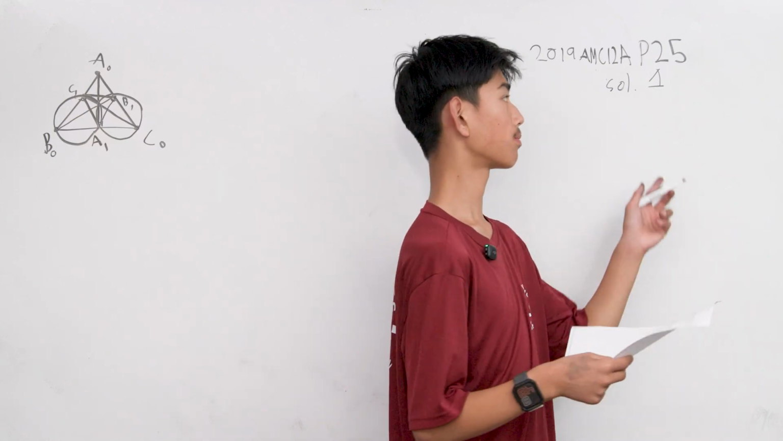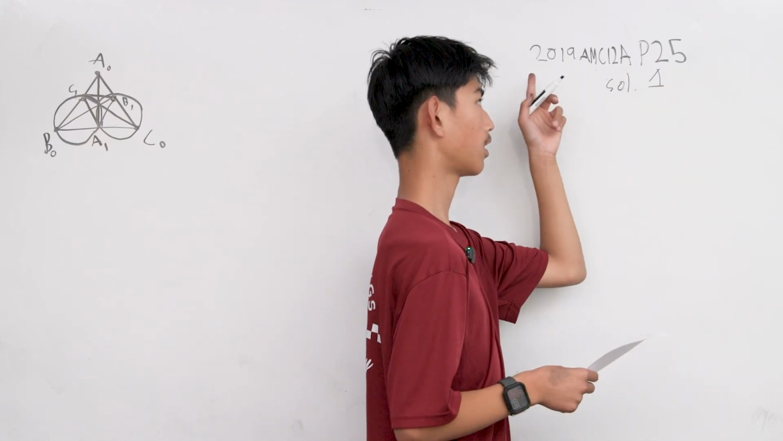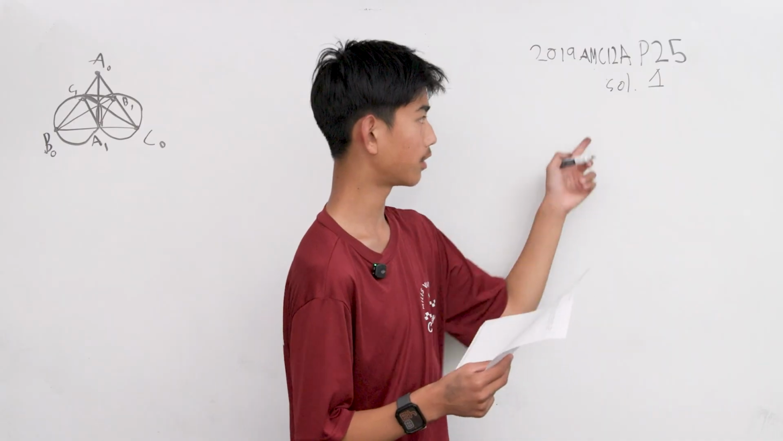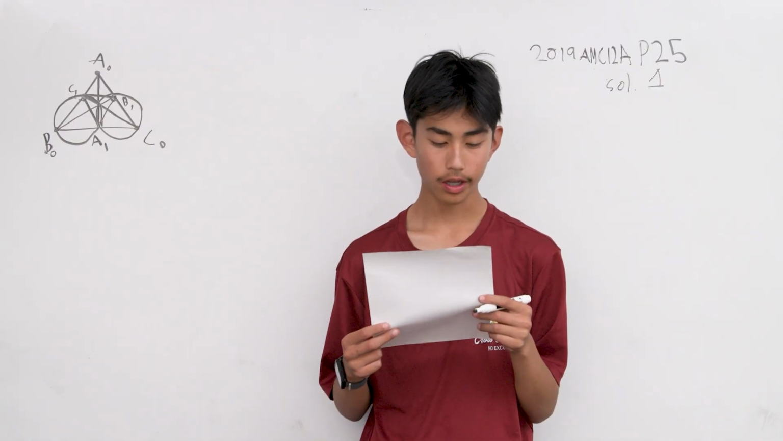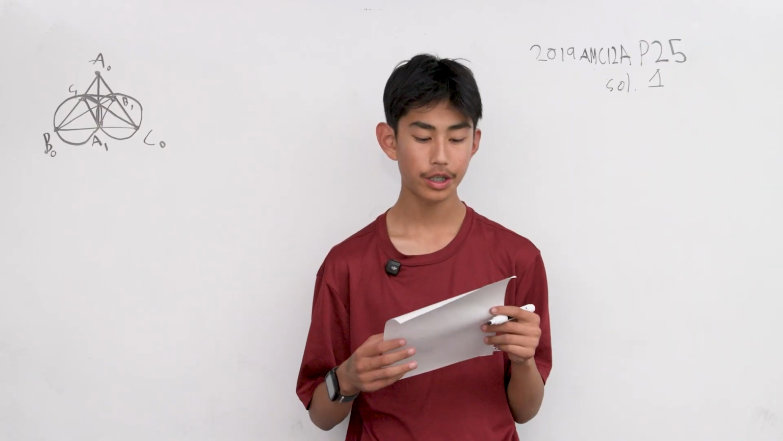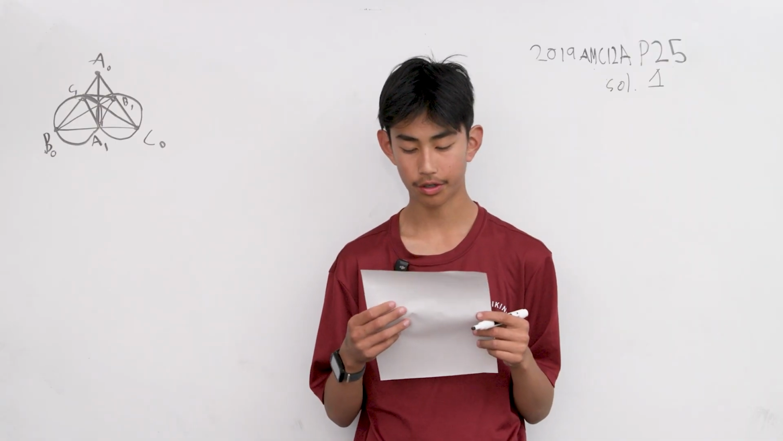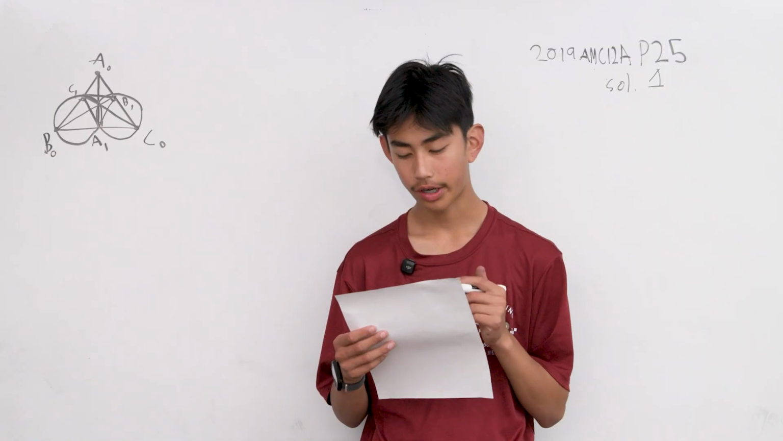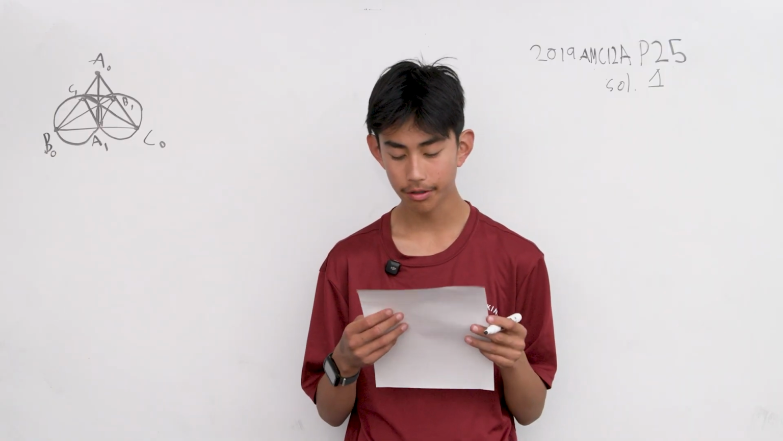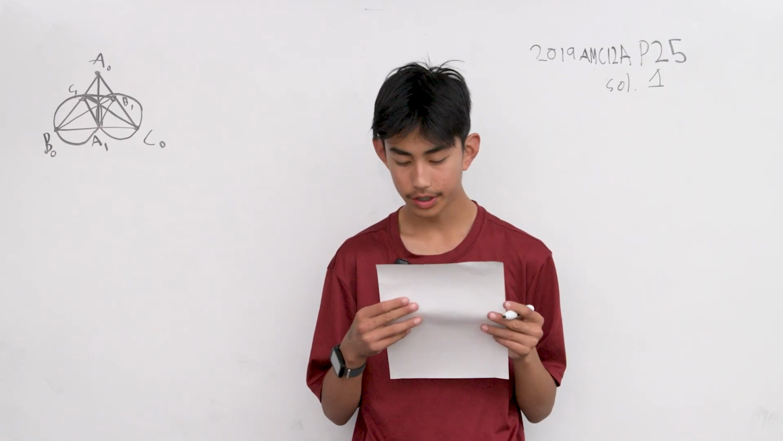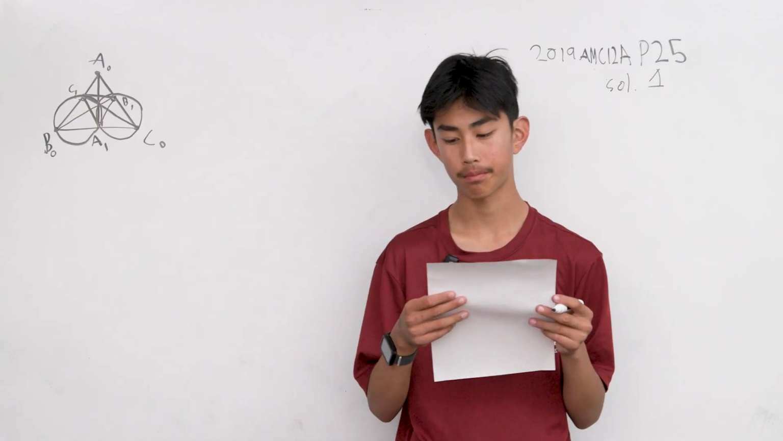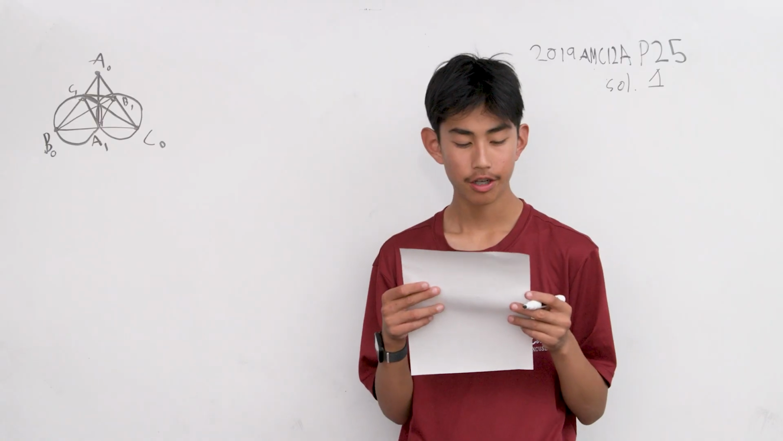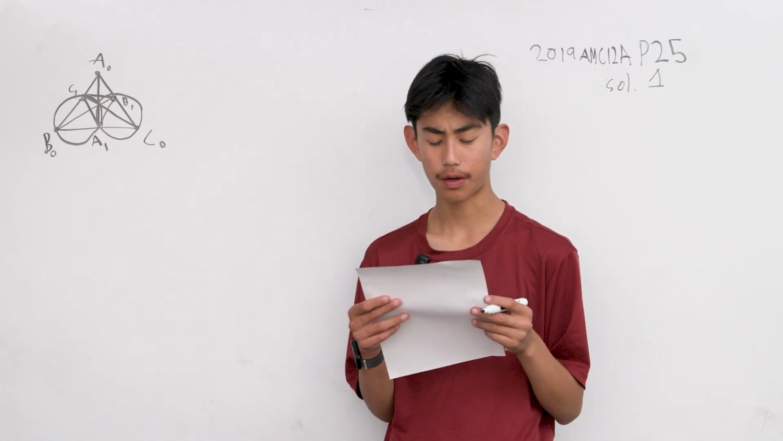We're solving problem 25 from the 2019 AMC12A. This is solution number 1. Let triangle A0, B0, C0 be a triangle whose angle measures are exactly 59.999 degrees, 60 degrees, and 60.001 degrees.